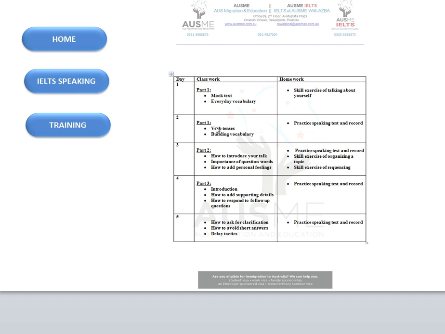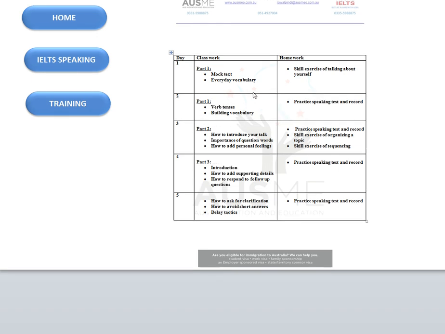In the day 2, we're also on the part 1 of our speaking test. So we do some verb tenses. So we try to help you in the tenses that you used. Is it past tense, present, or future in different question types? And we also do some building vocabulary exercises in class. So the homework you'll get for that specific day 2 is a practice speaking test.